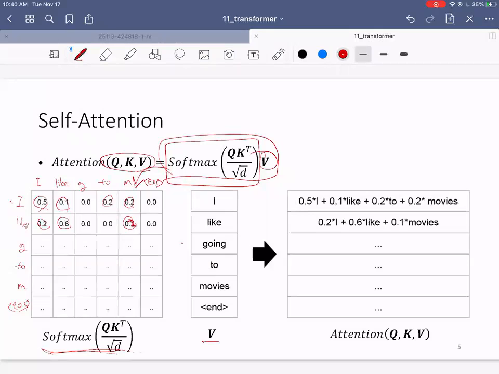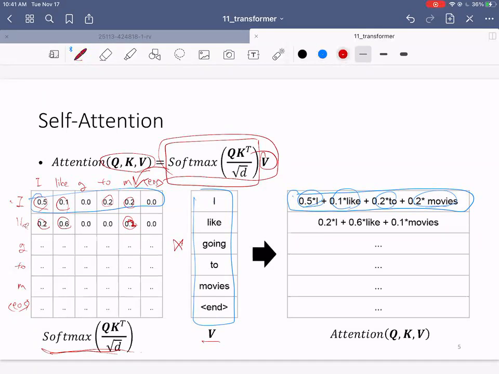So now you have this. Now this is matrix multiplication. You multiply this attention map with the embeddings V. What happens is you take this row, multiply by this embedding, and you get this. So it's 50% times "I," 10% times "like," 20% times "to," 20% times "movies." That is the product of the first attention multiplied by the embeddings.